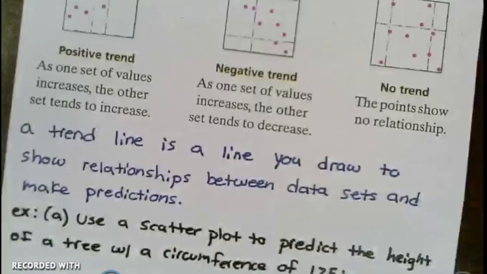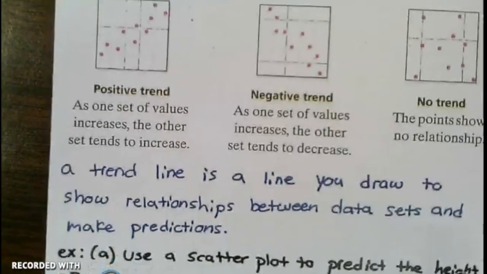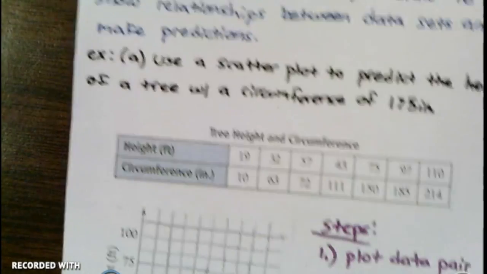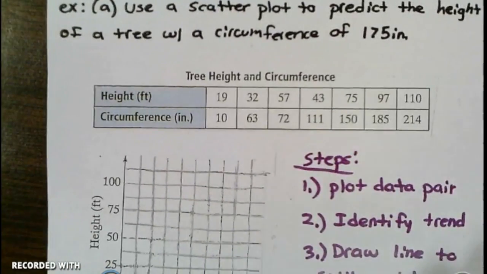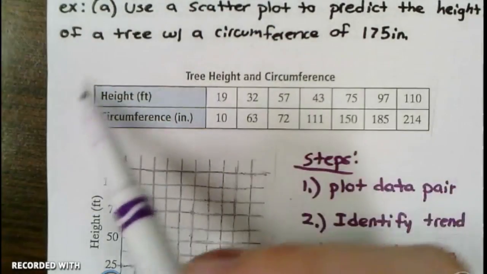Now, onto the second page. We already talked about these trends. We already called them a trend line. Now it's in your notes for you. Here's the example I want you to do, okay, to show me what you know. It says to use a scatter plot to predict the height of a tree with a circumference of 175 inches. And this was the table that you were given.